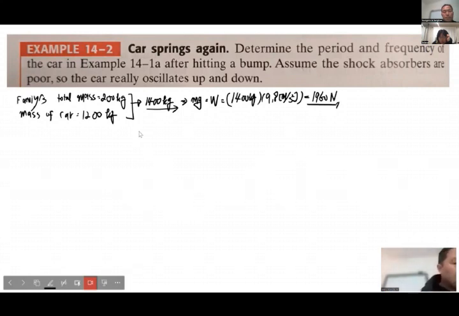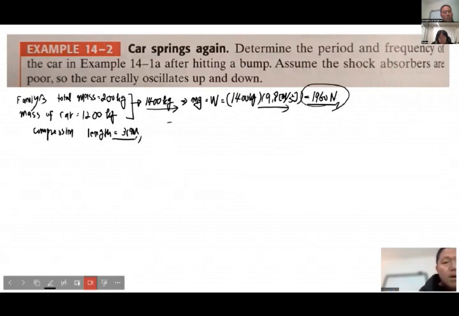Now the compression length is also one of the conditions. Compression length is 3 centimeter. From that, we can actually figure out the spring constant. The maximum compression length is 3 centimeter with this amount of force.